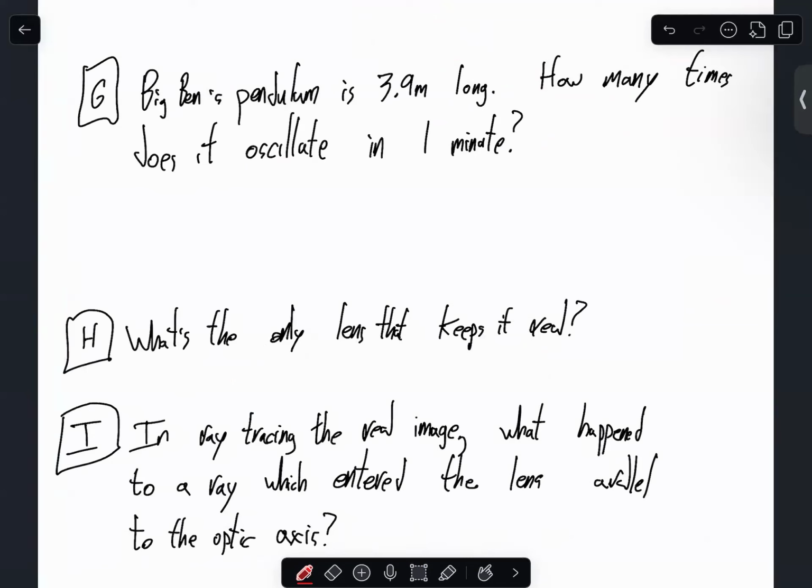How many cycles in 1 minute? Okay, for this one, the core formula that you need to know is omega equals root g over L. Plug this in, and I get, let's say, 9.8 divided by 3.9. And then more importantly, this is radians per second.